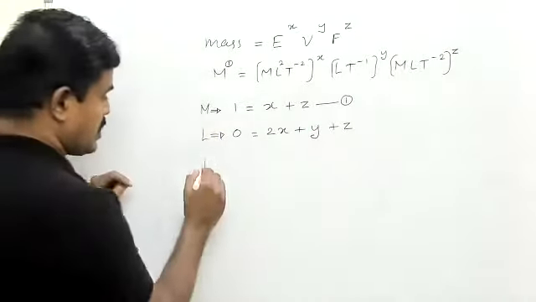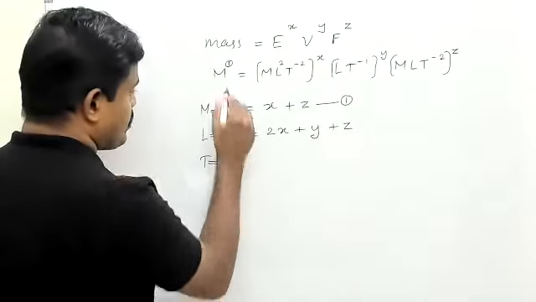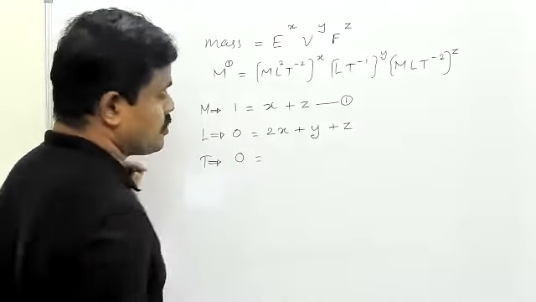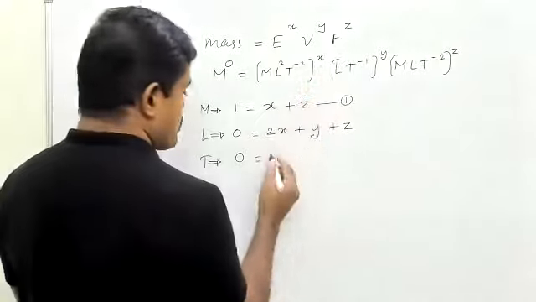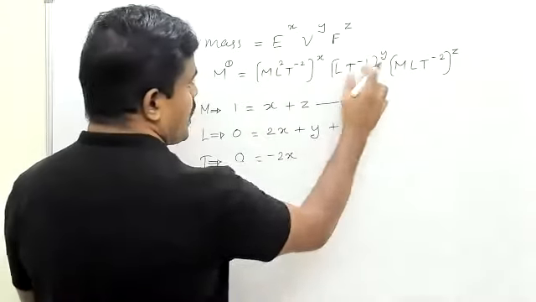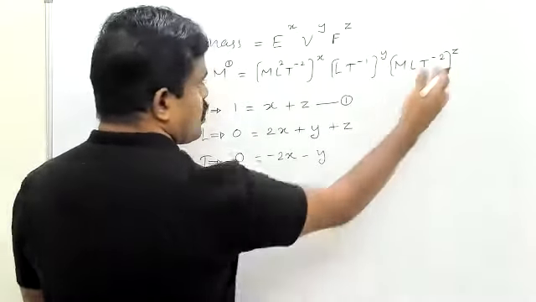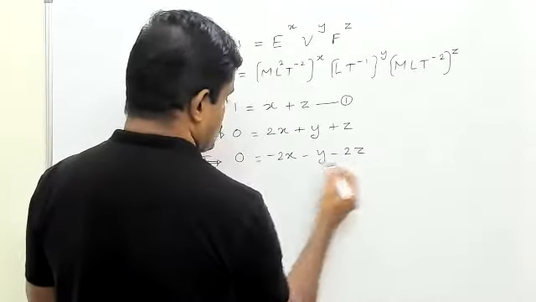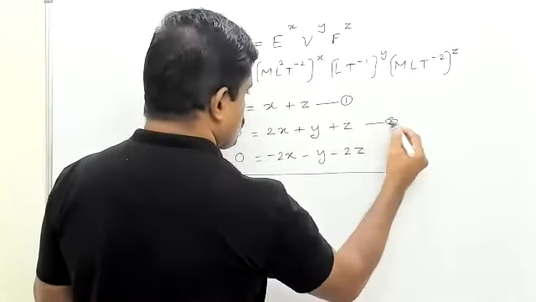Then let us compare T's now. What are the dimensions of T? 0 is equal to minus 2x, minus y, minus 2z. Those are equations 2 and 3.